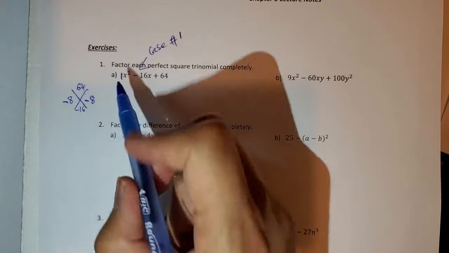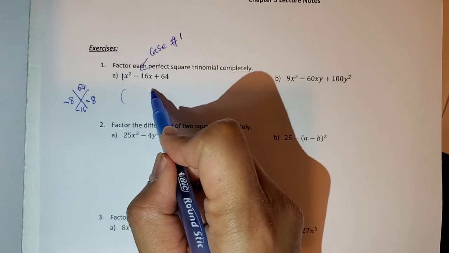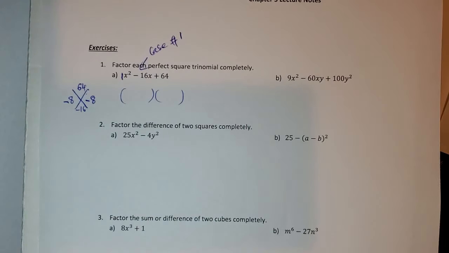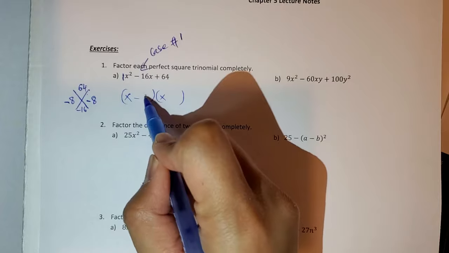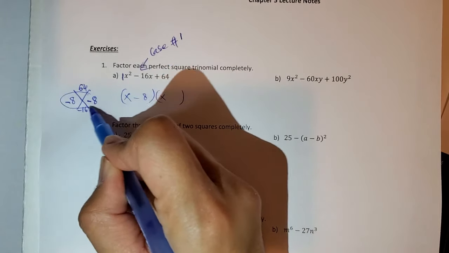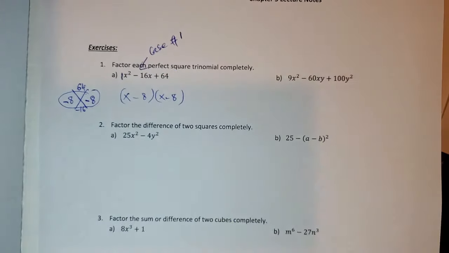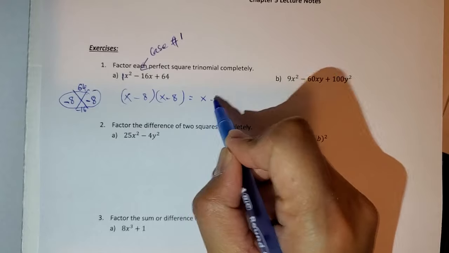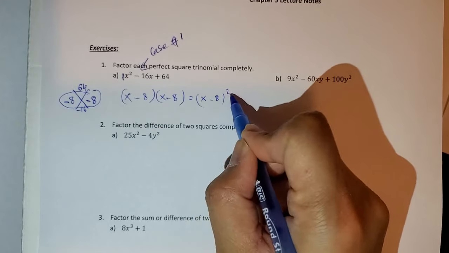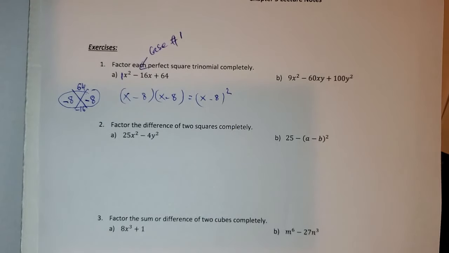So here we go. Since this is case number 1, I can just do this one right away. I don't have to do factor by grouping. This one is x and x, and copy the number we just found, which is negative 8 and negative 8. That's your answer. But if you don't want to write them twice, we write it with an exponent, which is here. So that's your answer.